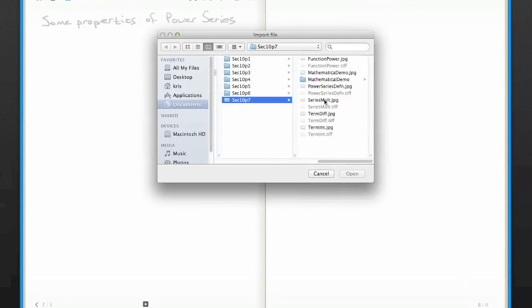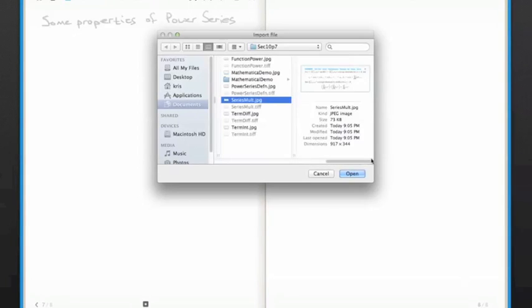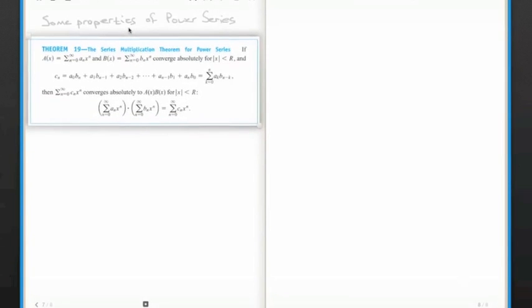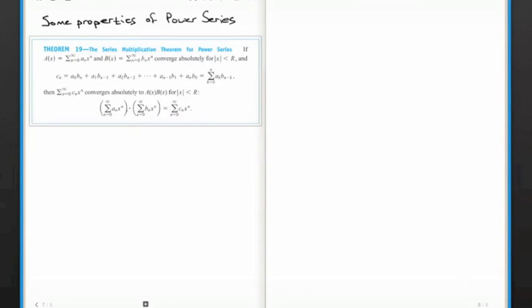So I'll throw the first one right in here, and I think we said series multiplication comes next, so I'll put that in there. Let's slide this up here. Okay, so what does this say? Now this is a huge one, and it's really confusing, but it's really not. It's the series multiplication theorem.